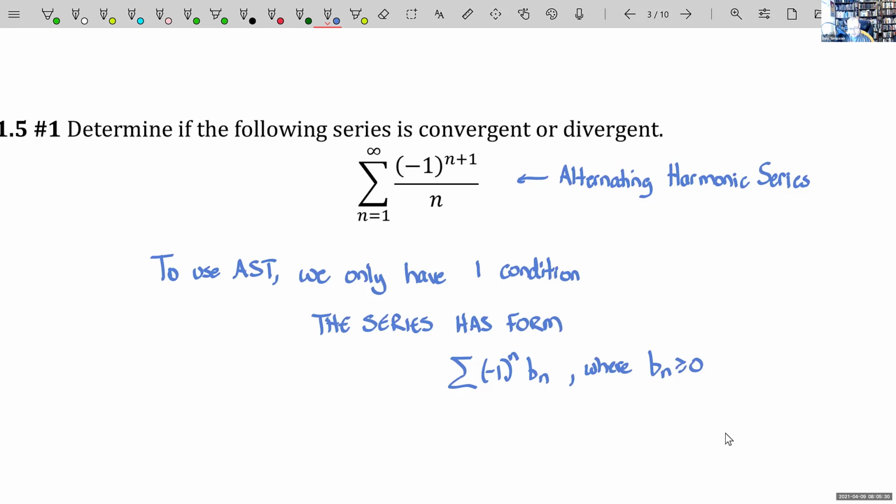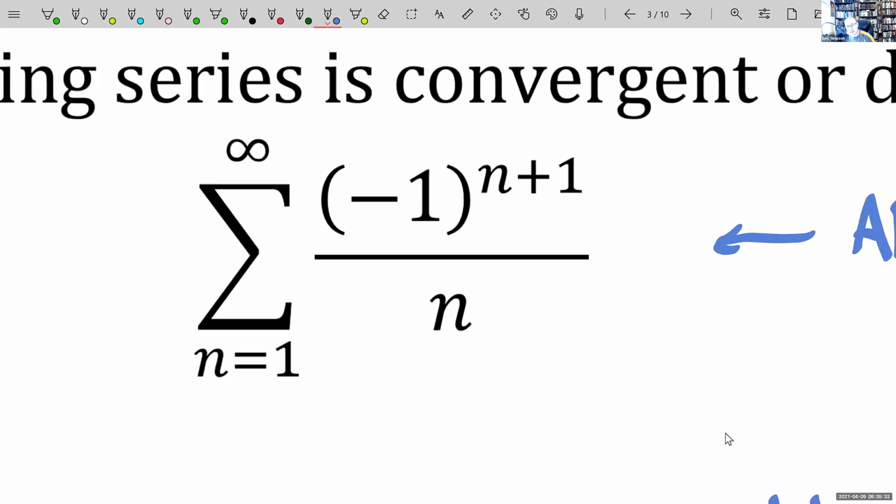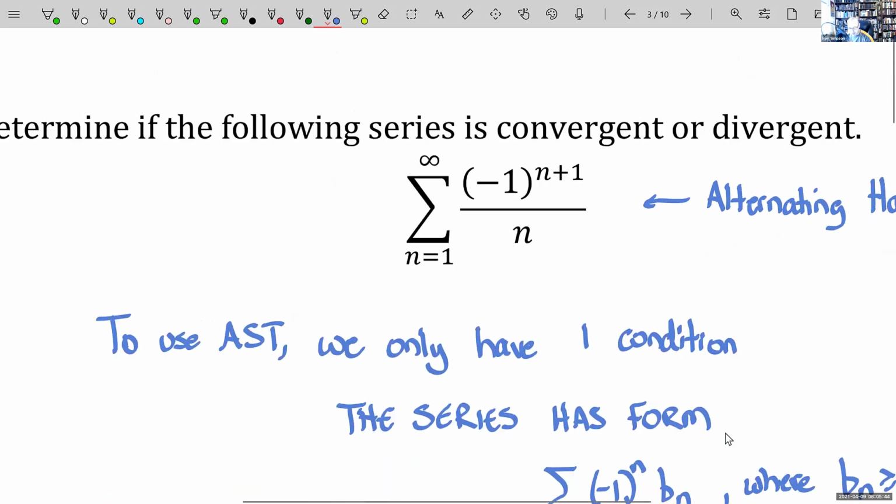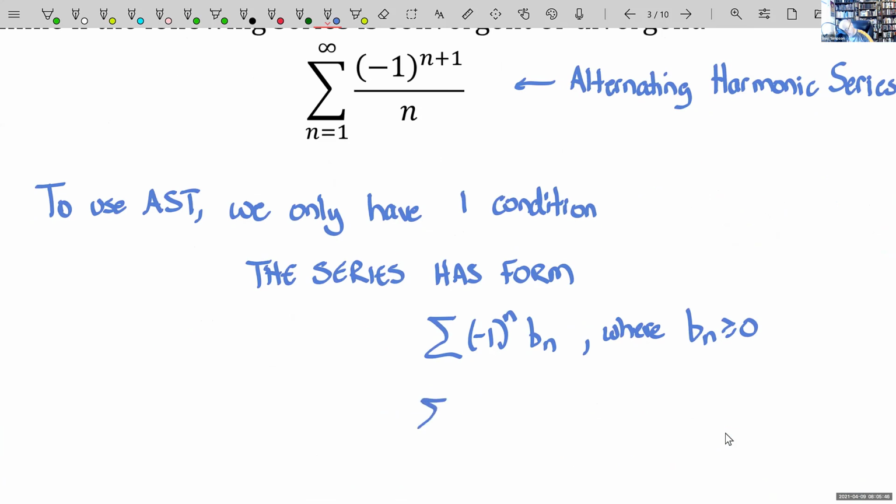And if you take a look at this, that is a -1. I know you're going to say, but that's not to the nth. Well, basically it is. It's n plus 1. Who cares? It's a -1 to a power. It alternates. And then the rest of it is greater than 0. We have -1 to the n plus 1, and the n plus 1 doesn't matter, times 1 over n. And that 1 over n is greater than or equal to 0. So we're ready to use the alternating series test. Check.